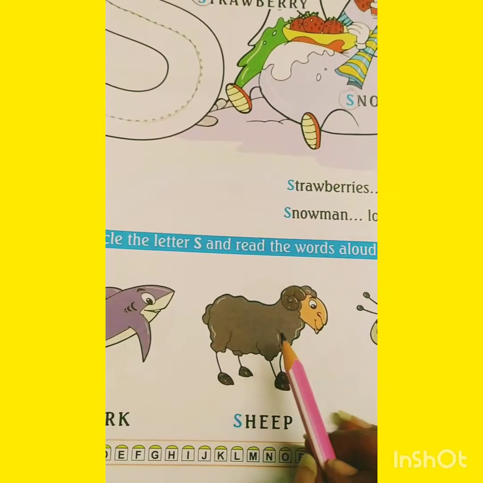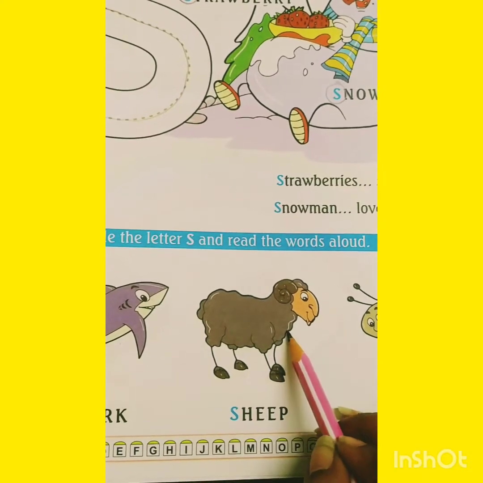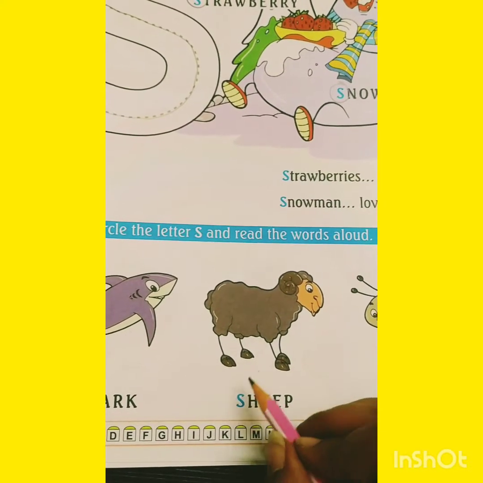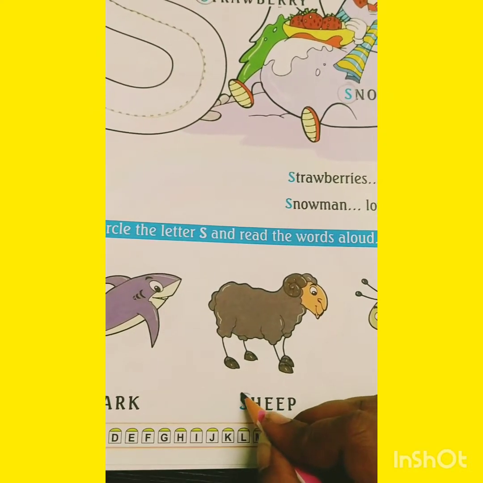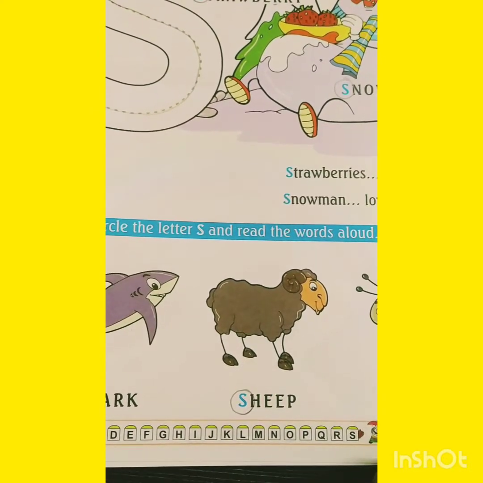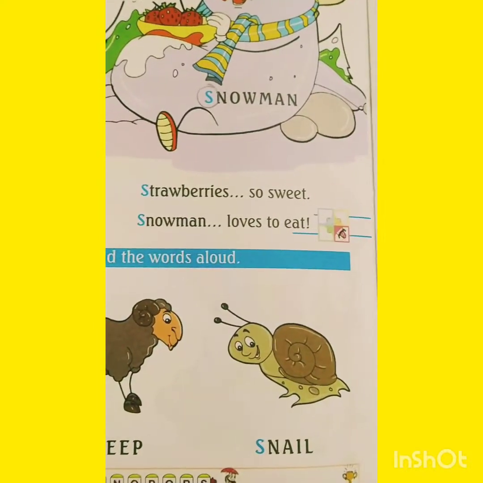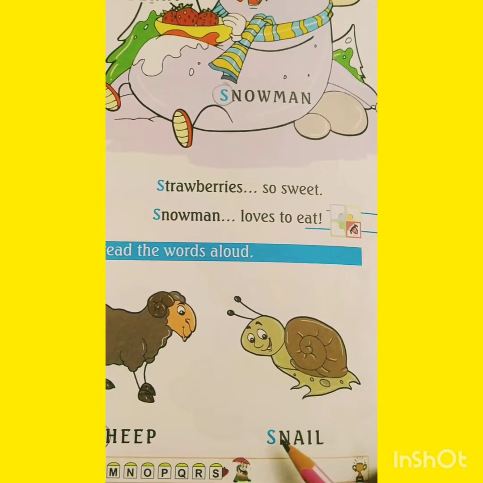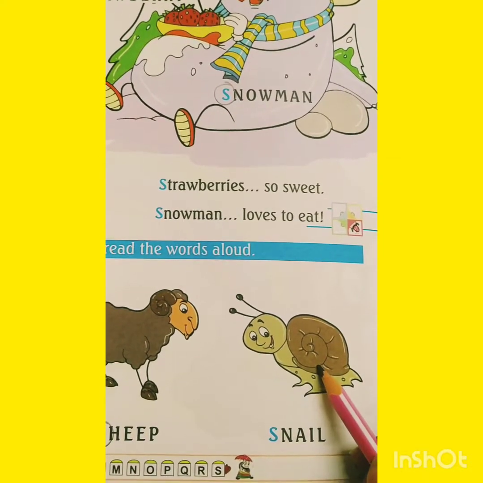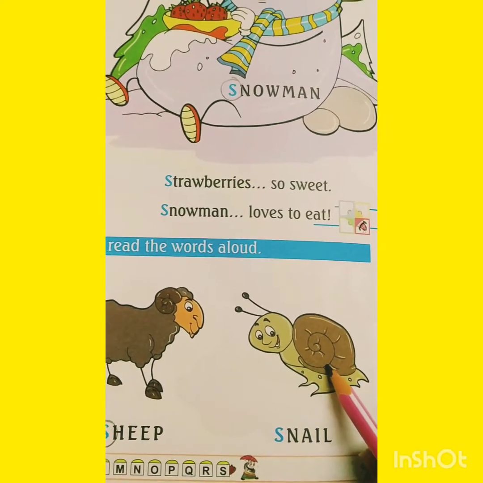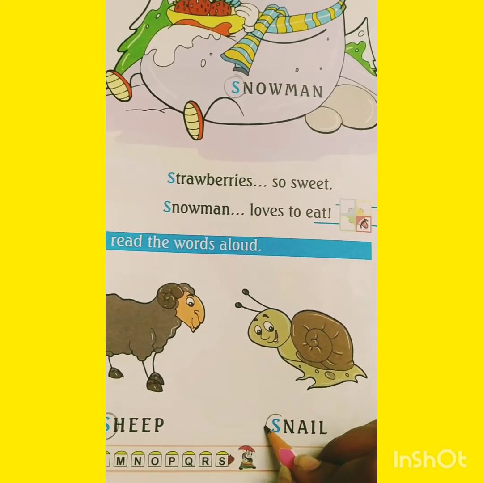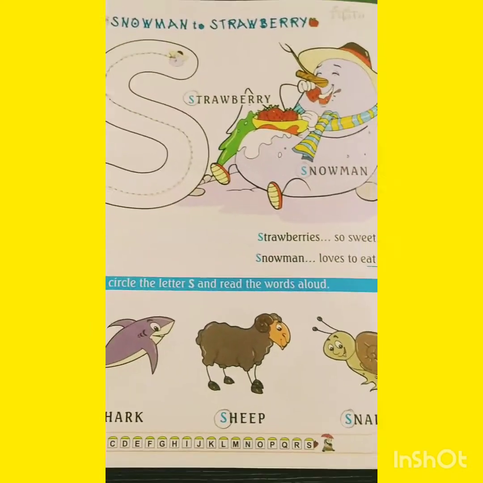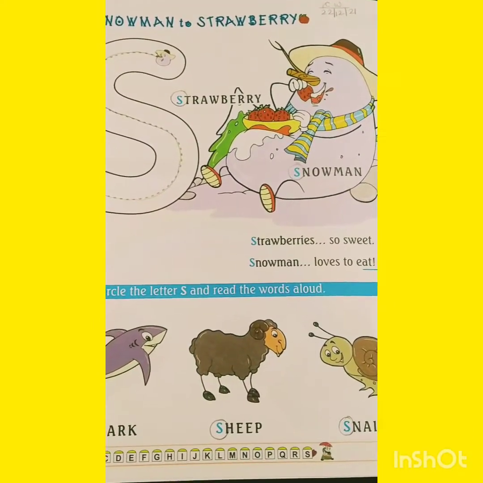Okay. Now what is this? This is S for sheep. S for sheep. So you have to circle this S also. Okay. Now see, what is this? Yes, S for snail. S for snail. So you have to circle S. Okay kids. So this is your CW page.